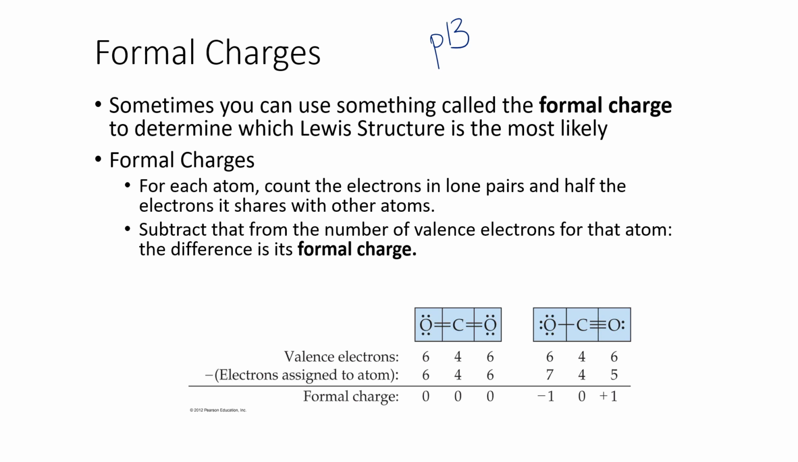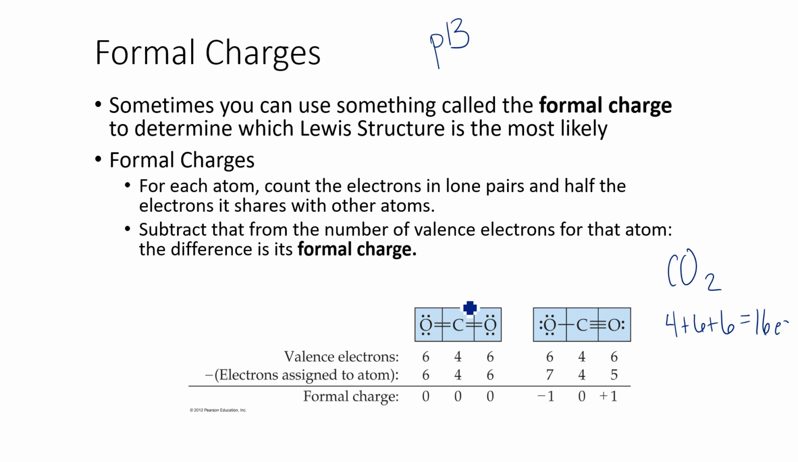So the formal charge is something we can use to determine which Lewis structure is the most likely out of several possibilities. Where this is helpful is if you have a few different structures that all follow the octet rule, and that they all have the right number of electrons. Like for example, down here with CO2, we know that in CO2 we will have 16 electrons in it. Okay. So notice both these structures have 2, 4, 6, 8, 10, 12, 14, 16 electrons in them.